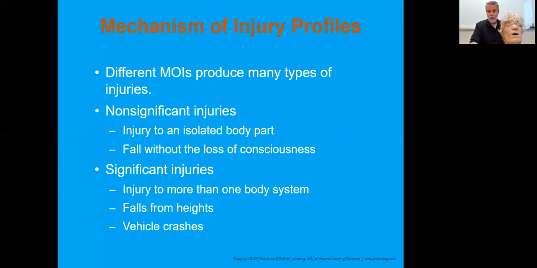A fall without the loss of consciousness can also fall into a significant range. If that person's on blood thinners or they take aspirin every day, then there's potential that the brain could bleed, more so than for someone who is not on those medications. Looking at the significant injuries: more than one body part or system, falls from heights, vehicle crashes, multi-system trauma, where there's more than one body part or system that's actually affected.